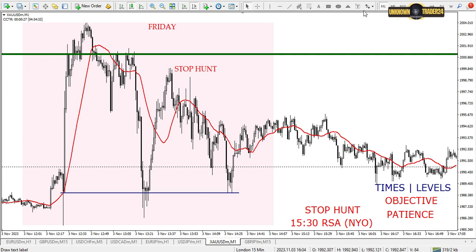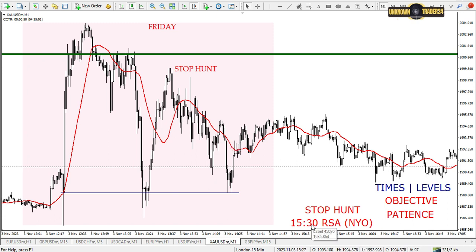And here's another important thing you should always note. I'm using 15:30 South African time. Why? Because I heard that the US times have changed, and 9:30 US time is now something like 14:30 here in South Africa. So I am consistent with my time. I use 15:30 South African time. So these are the times I use for New York opening time.